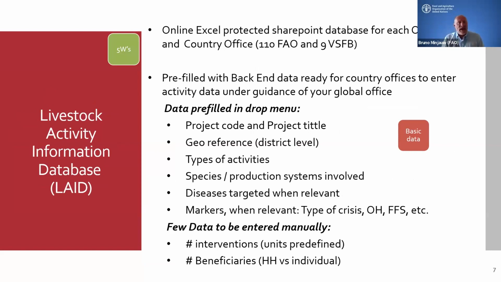Well, it's very simple. We have, for each organization and each country, one Excel spreadsheet that is on the SharePoint of that organization. In FAO, it is on our SharePoint. With Vétérinaires Sans Frontières, for example, it is on their SharePoint. For FAO, we have 110 countries that have their own file on the SharePoint, which means that it is their database, but we have the capacity to go and look at it and analyze it for them. We pre-fill the database with all the possible data to make it extremely easy and fast to enter. In reality, you will see the only data that you need to type is what you have done, the number of interventions, but the unit is predefined, or the number of beneficiaries.